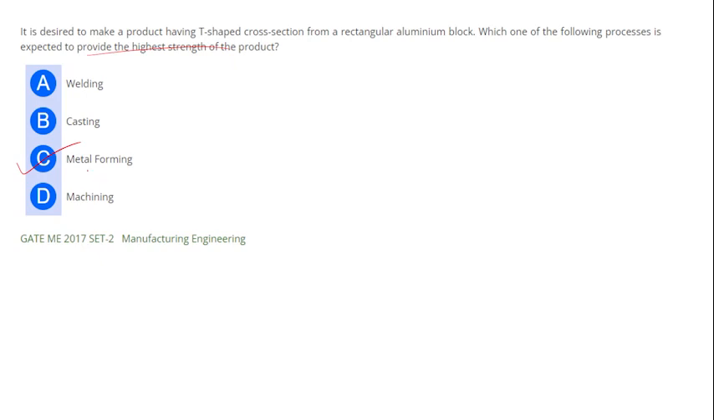Why will metal forming give you the highest strength? Can anyone tell? Because of strain hardening. Yeah, correct. Because of strain hardening, you will plastically deform your material. In the name itself, your material will be hardened and strong. So that is why option C is correct.